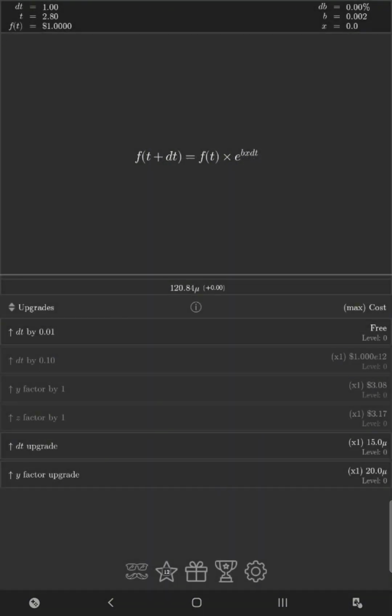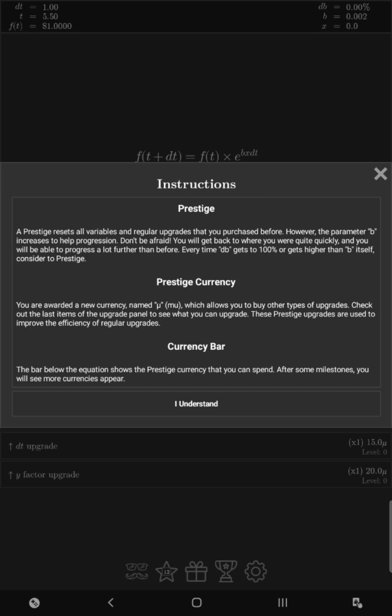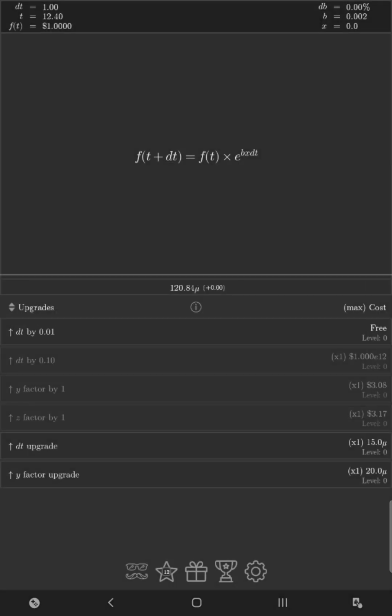Okay, so another instruction is going to pop up, and I'm just going to tell you about it. I'm not going to read this, but if you want to read it, just pause the video. Okay, so now we unlock a new thing, the prestige token. Here is how many prestige tokens we have, and the plus X is what we will get for the prestige token after we prestige.